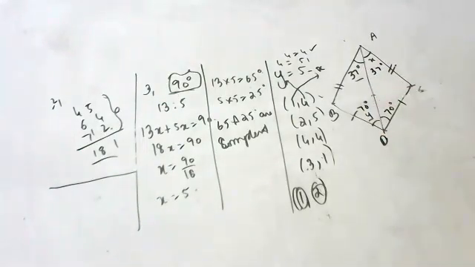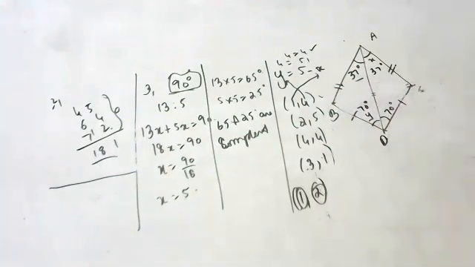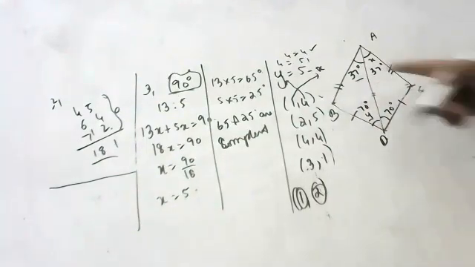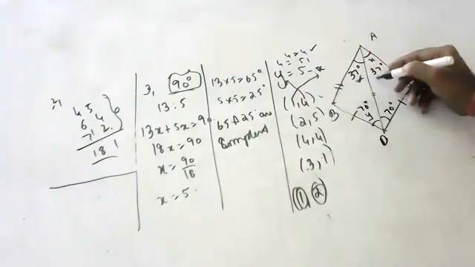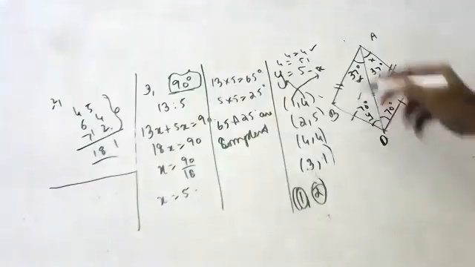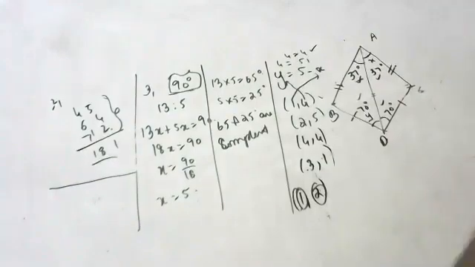That's all, children. To confuse you, they have given this line. That line is of no use, children. If you remove that line, if you forget that line, these both triangles are congruent. And if these both triangles are congruent, if this is 37, this is 37. If this is 70, this is 70, because by SSS, both triangles are congruent, children.